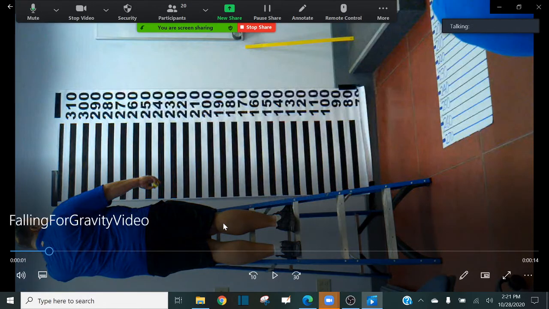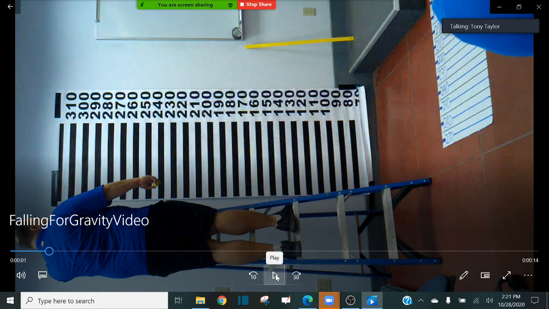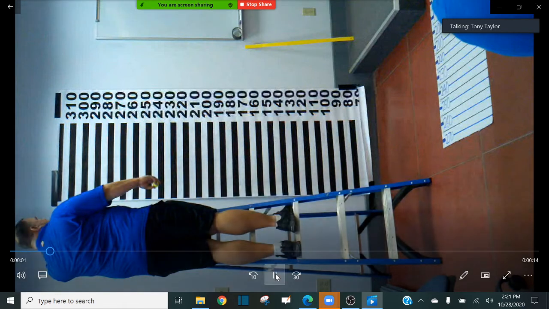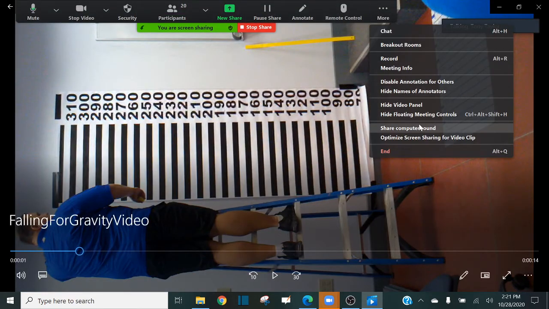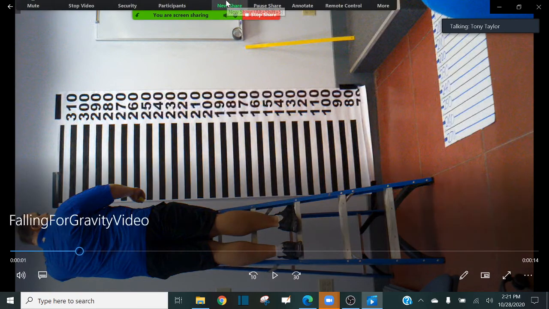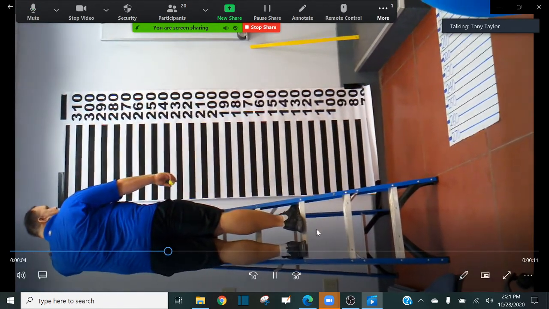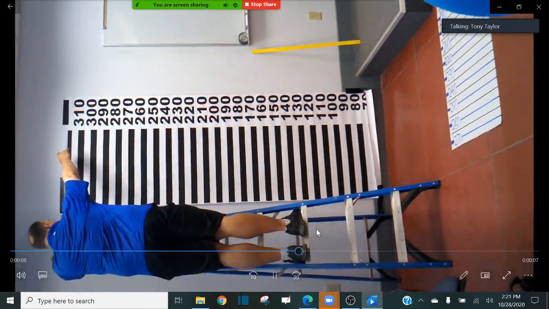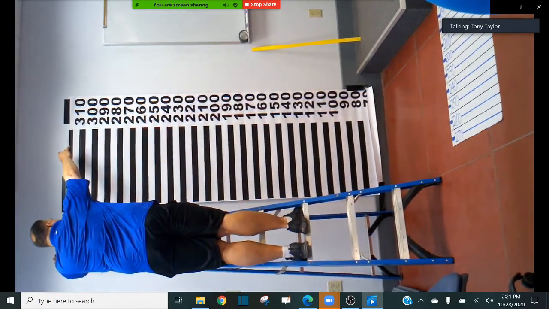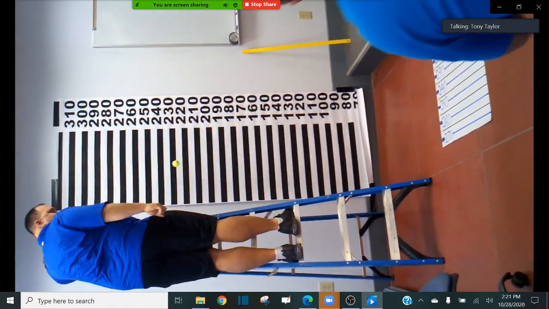Look at this video of this physics teacher dropping a yellow ball. Sorry, it's sideways, but you can still see what's happening. He's going to drop this yellow ball, and it should be clear to you that as the ball falls, the ball is clearly accelerating. The ball is clearly speeding up.